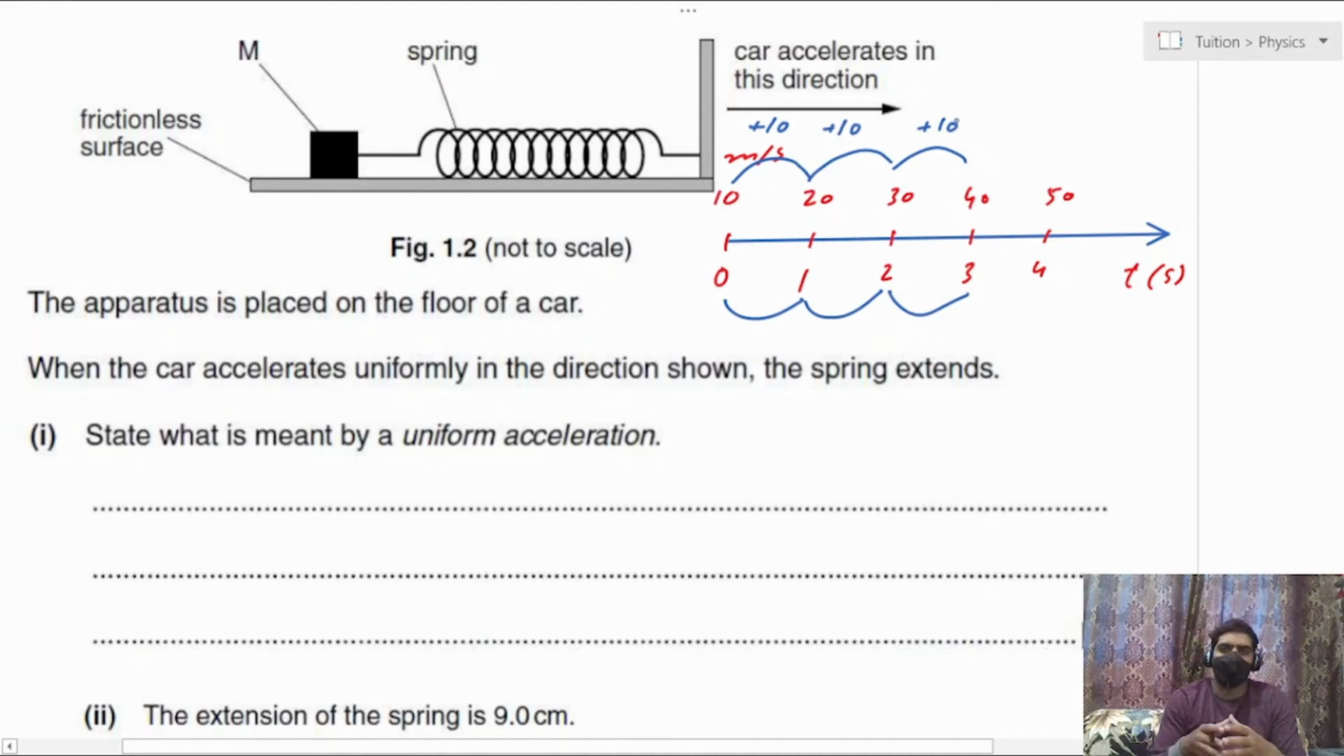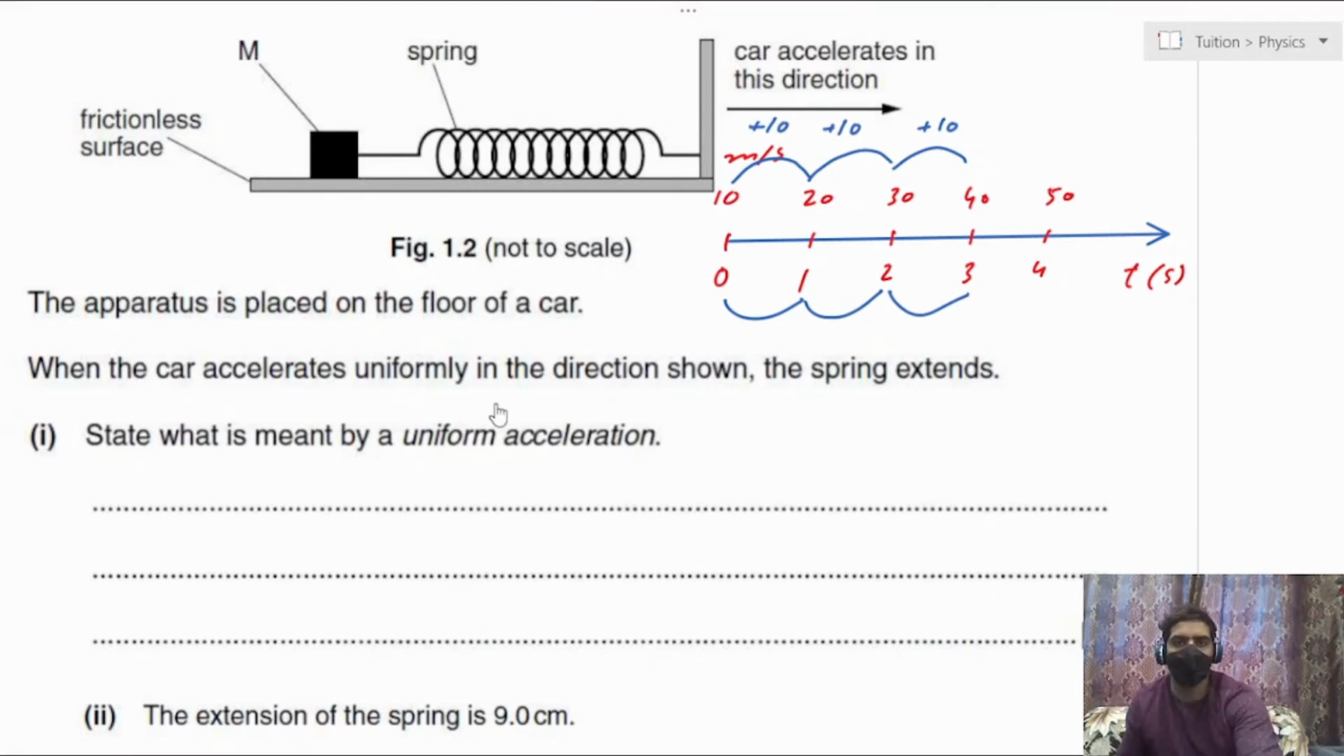So what you see is the change in velocity, or the change in speed, is equal with respect to the change in time. Or I can say the rate of change of speed is constant, because the speed changes 10 meters per second after every second. So this is how we define uniform acceleration.